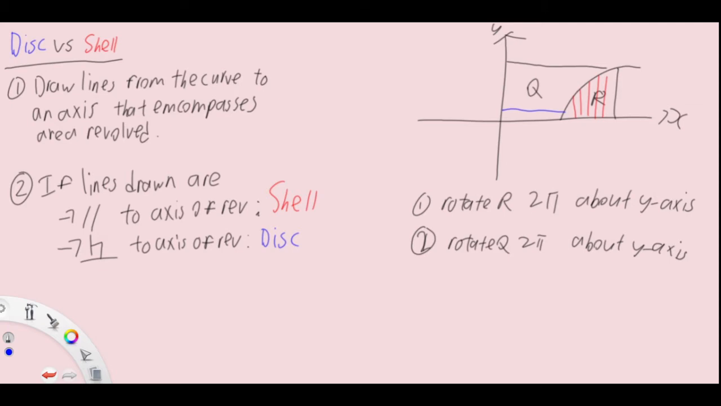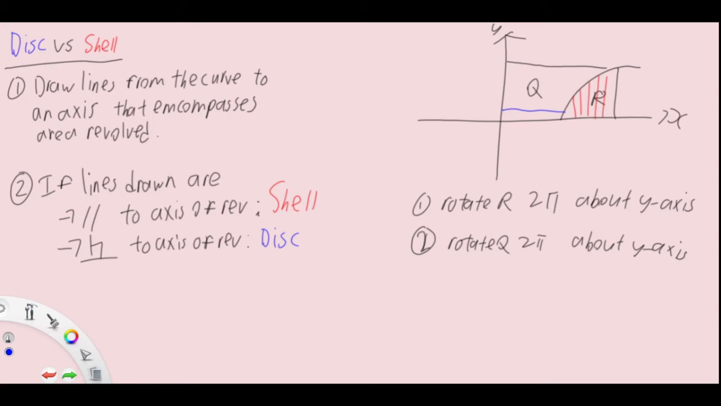Why is it a disc method? Because if we rotate this fully, we will get something like this, the figure revolved 2 pi about the y-axis. Then notice if we slice it, we get discs. Let's take this as an example. From here to here, this whole thing will be a complete disc, and therefore we'll use the disc method instead. So that is one way of figuring out whether it is the disc method or the shell method.